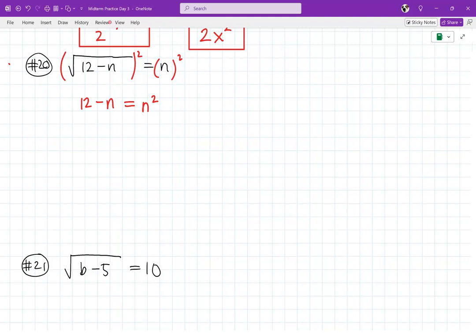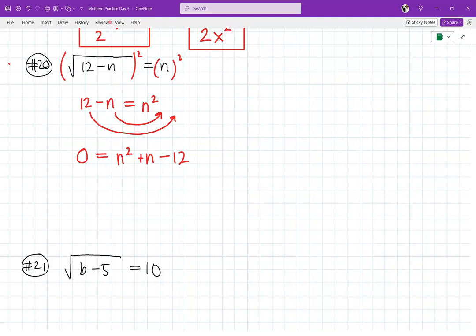And then I told you guys, when you do this, if you see one of your variables being squared, that means you're probably going to have to factor. If you have to factor, that means you got to set it equal to 0. So I'm going to move everything over to the side where the n squared is. That way it makes it a little bit easier. So that's going to leave me with 0 here. This will be n squared plus n minus 12.